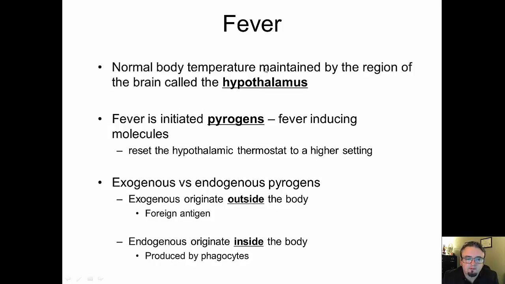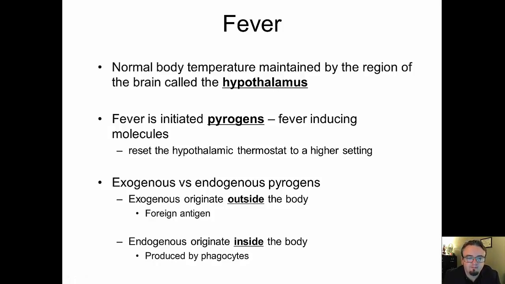And fever ultimately is a response to molecules called pyrogens. And a pyrogen is a fever-inducing molecule. The term pyro relates to fire and heat. So think pyro, think fire, think pyrogen, fever. And ultimately what they're doing is they're causing the hypothalamus to reset itself to a higher temperature.